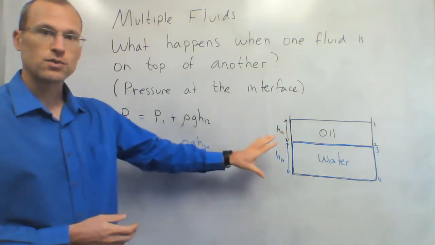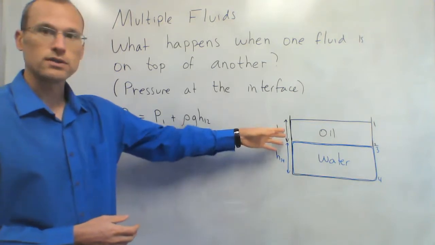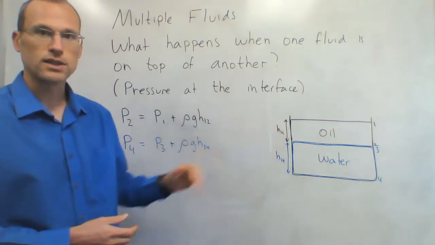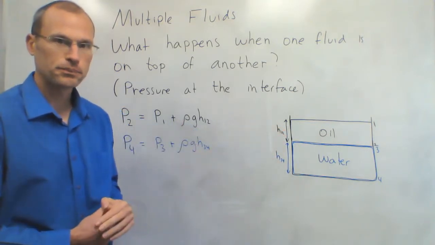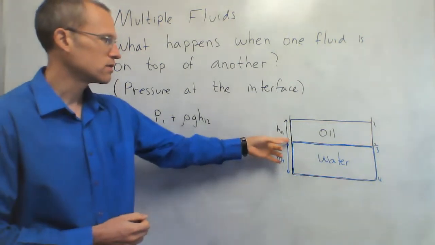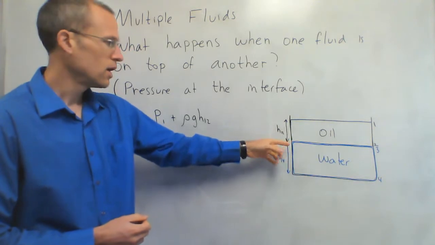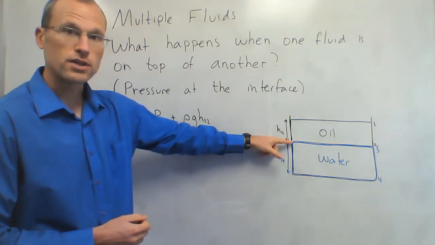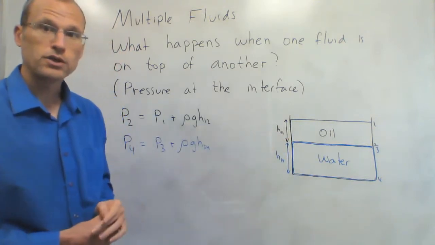In a hydrostatic situation, nothing happens here. Stable oil is less dense than water, so it will sit there. Nothing's going to move. What I really want to know is what's going to happen at this interface. So 2 is the bottom of the oil, 3 is the top of the water. How are those two pressures related?